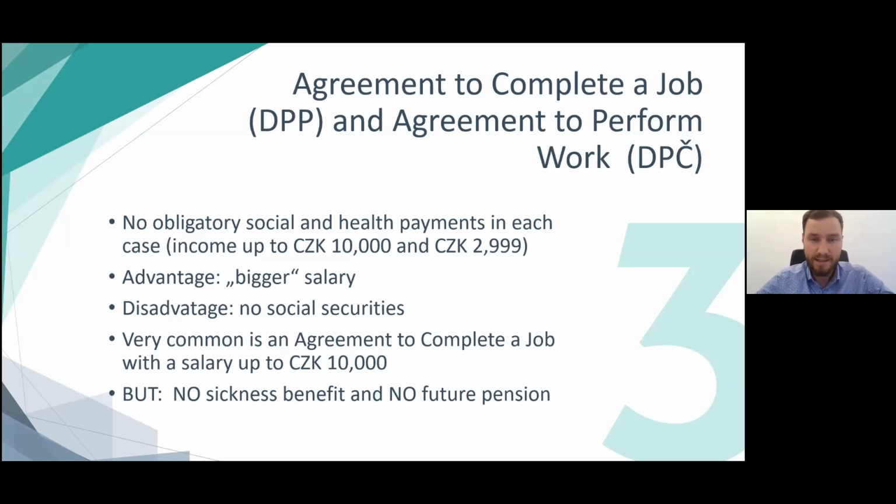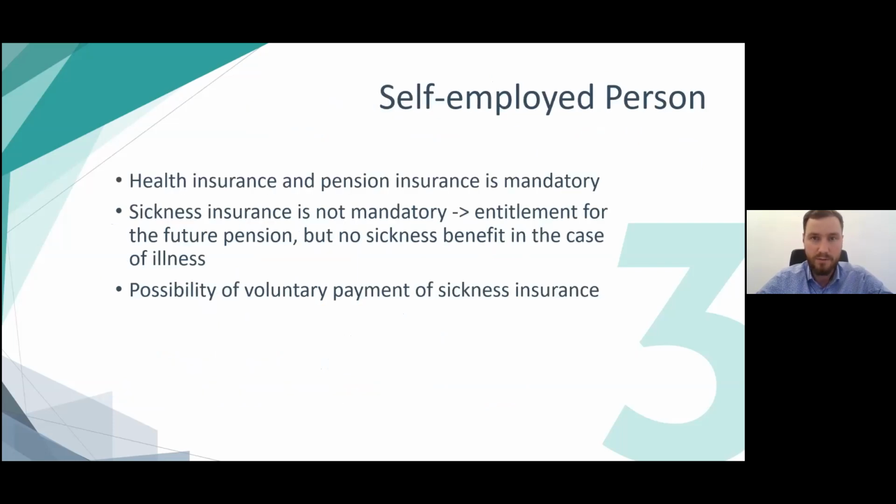So usually, as I said, a very common way is that the employer is trying to have you sign an agreement to complete a job with a salary up to 10,000 Czech crowns. That is the cheapest way for both sides. But the disadvantage: no sickness benefit, no future pension.